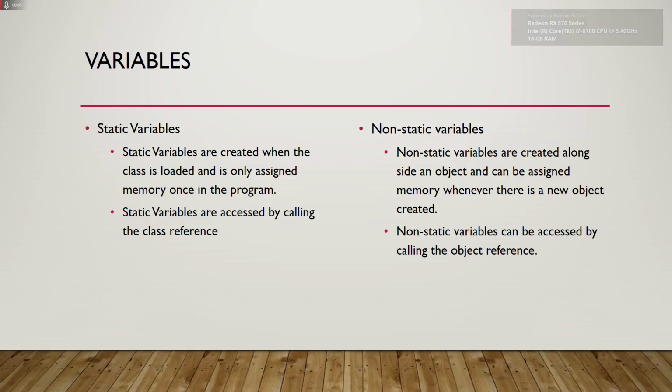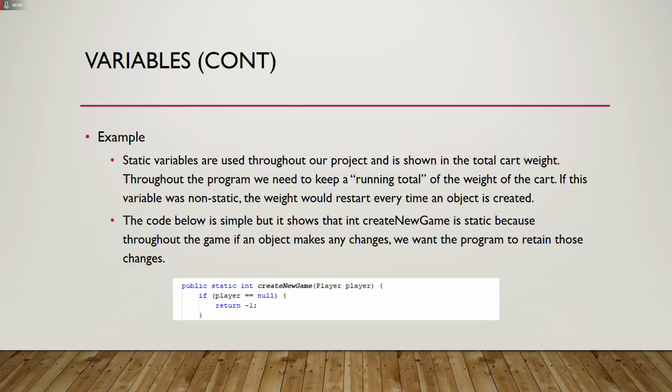Static variables are created when the class is loaded and are only assigned memory once in the program. Static variables are accessed by calling the class reference. Non-static variables are created alongside an object and can be assigned memory whenever a new object is created. Non-static variables can be accessed by calling the object reference.